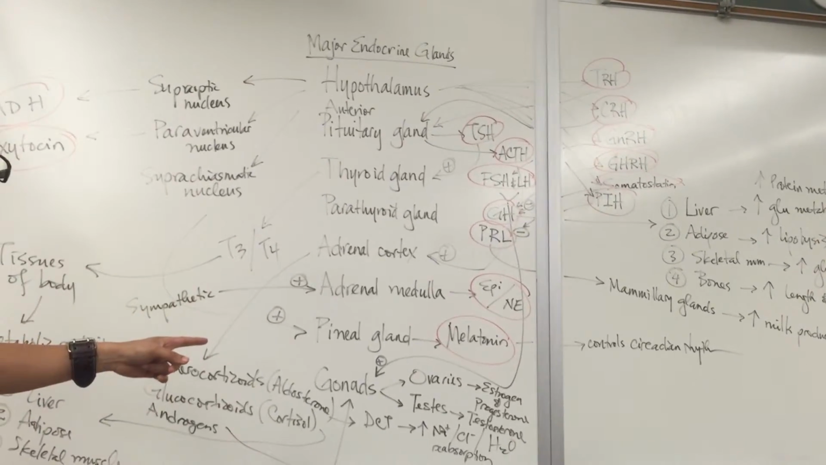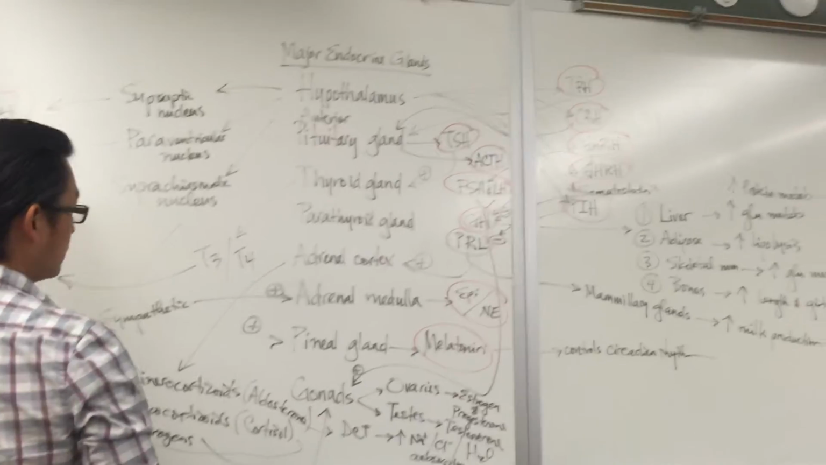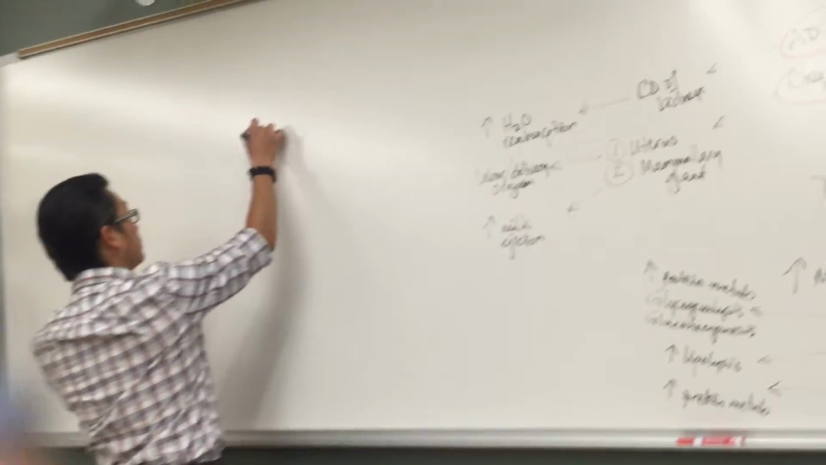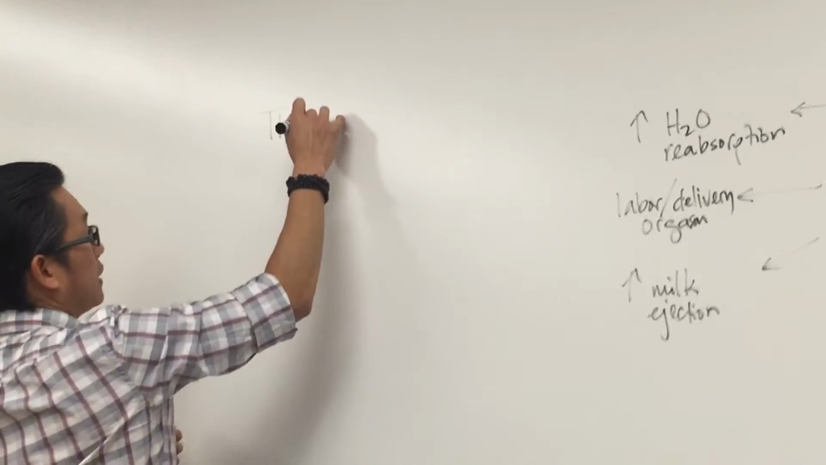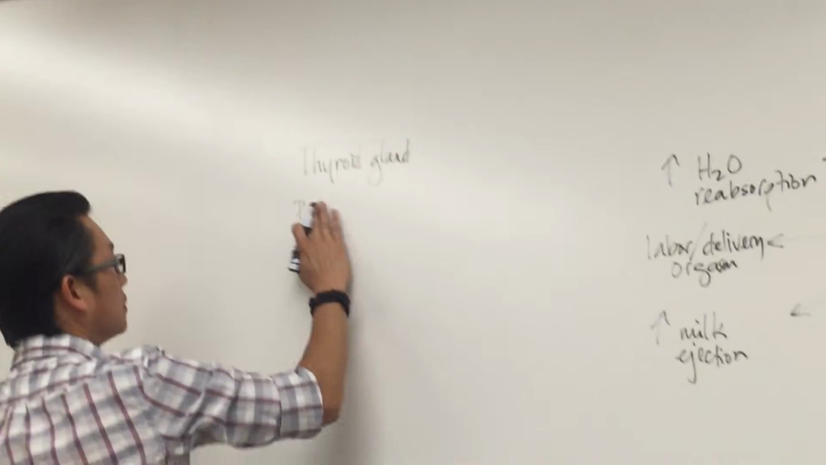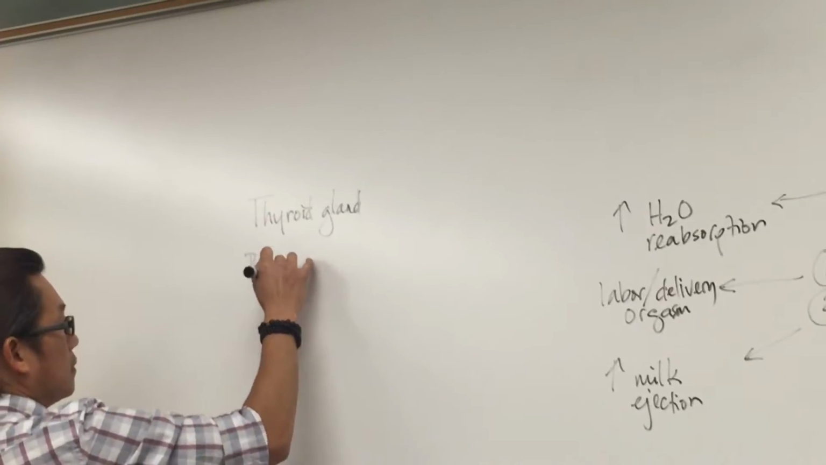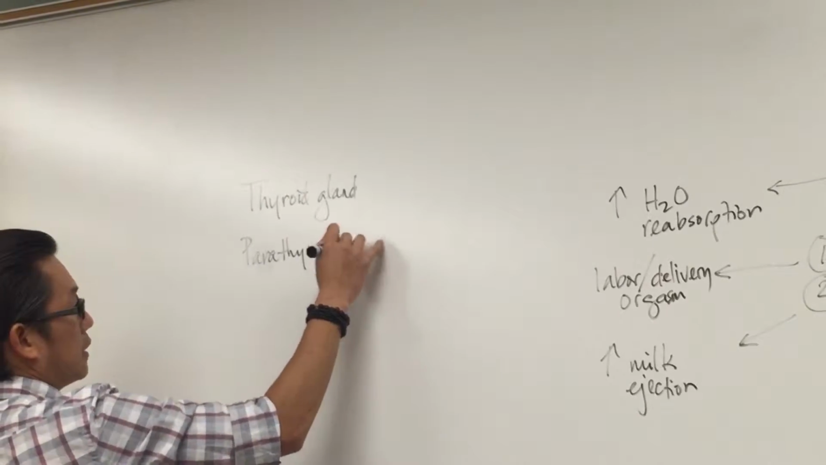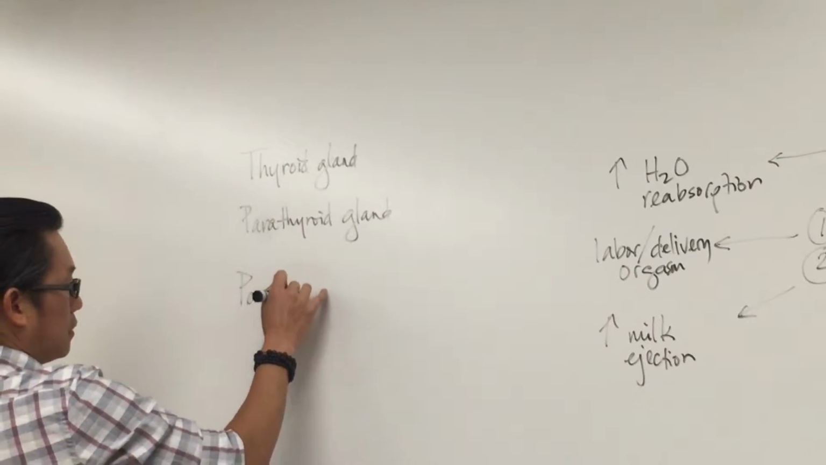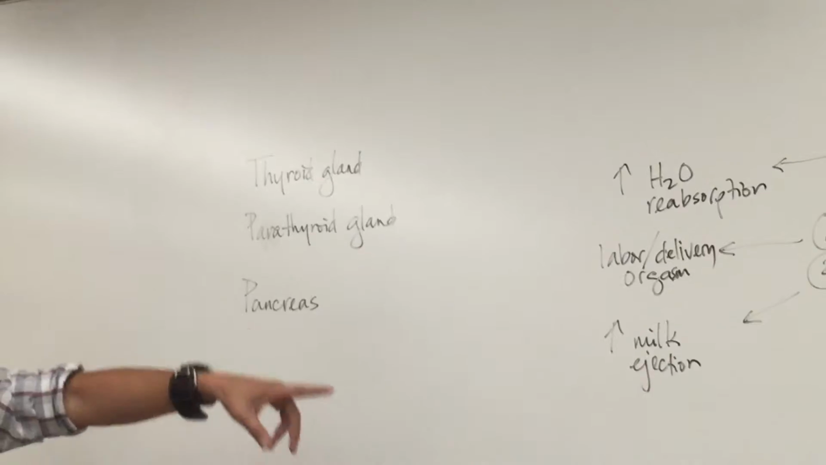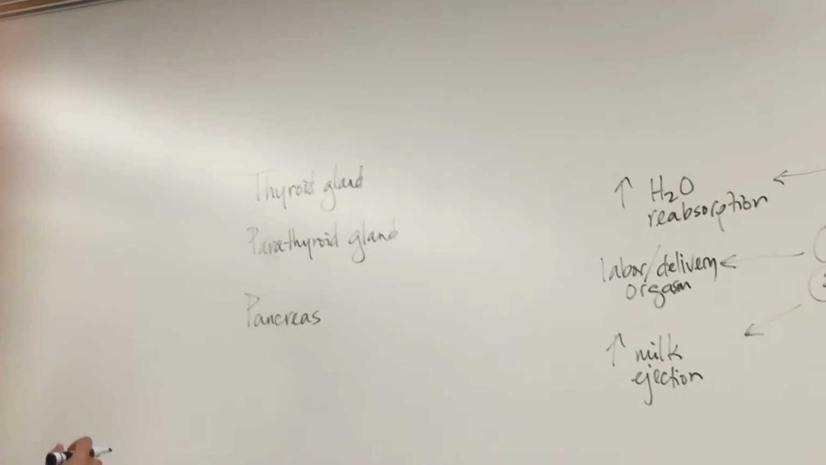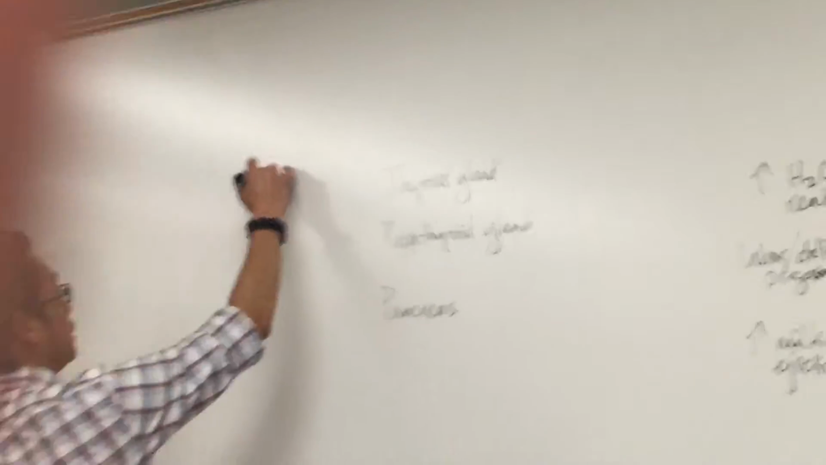Got the pancreas. Okay, so I'm going to move these two over here. So I'm going to put thyroid on thyroid gland. Pancreas down here. So keep in mind, the pancreas should belong on that list too.